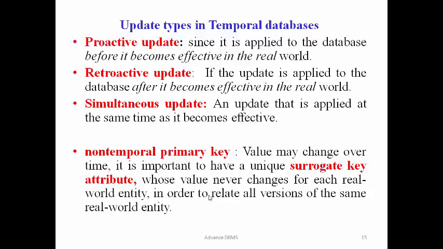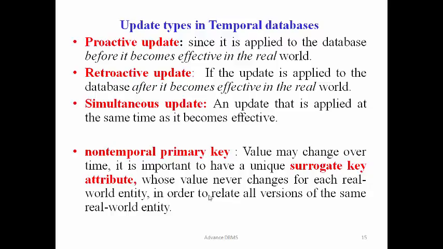Proactive update is applied to the database before it becomes effective in the real world. Before that, we have to think about when the database has to be updated, and after that, what the action is. Retroactive update means the update operation is applied to the database after it becomes effective in the real world, and simultaneous update means an update that is applied at the same time as it becomes effective.